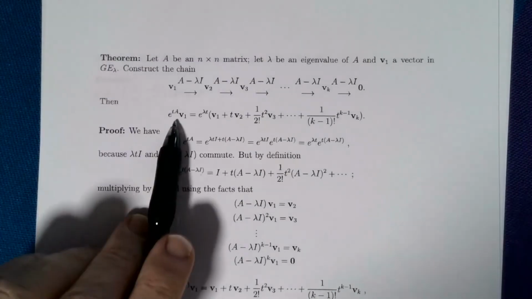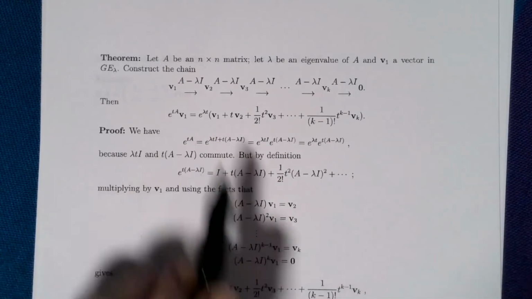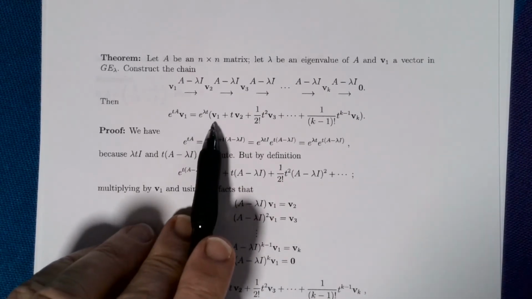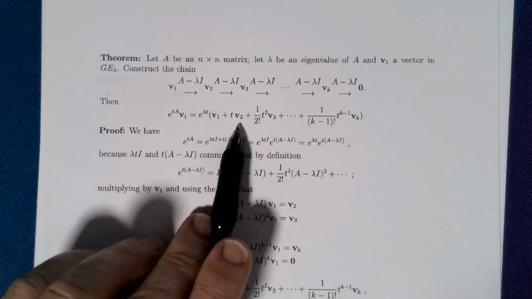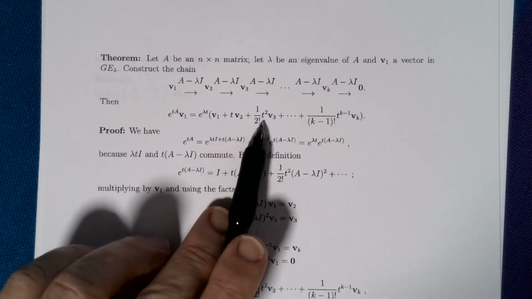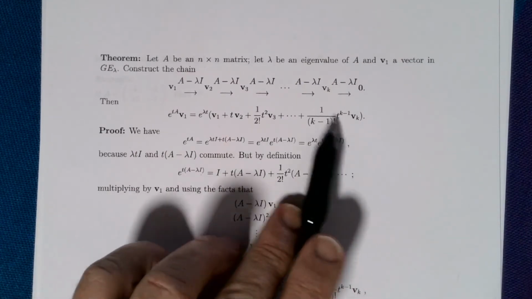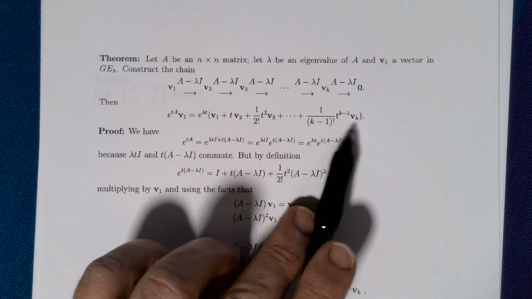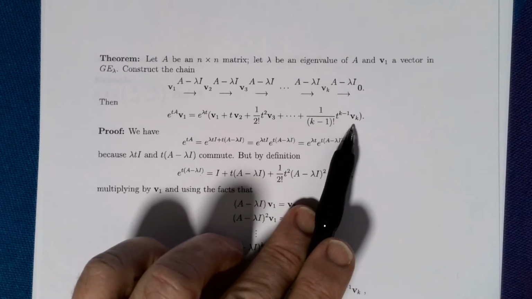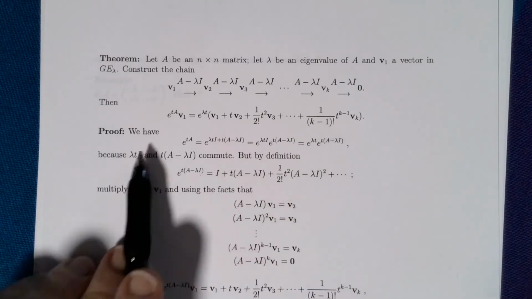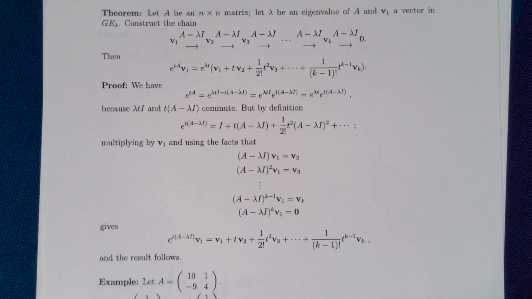e to the At times this vector v1, this is any generalised eigenvector, is e to the lambda t times the v1 you started with, plus t times the next vector in the chain, t v2, plus 1 on 2 factorial t squared times the next vector in the chain, and all the way down till you get to 1 on (k minus 1) factorial, t to the k minus 1, v sub k, the last non-zero vector, i.e. the eigenvector in the chain. And the proof again is worth looking at. It's quite simple and quite a lovely result.